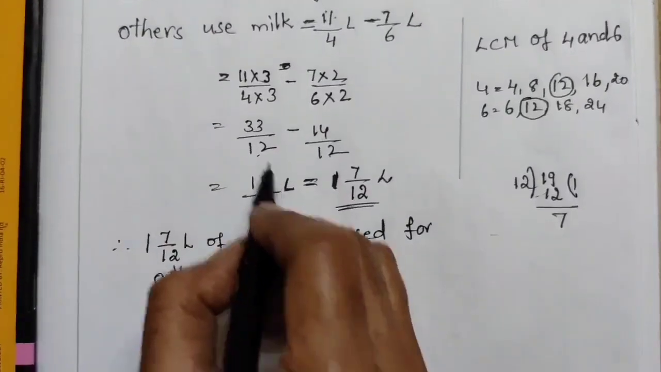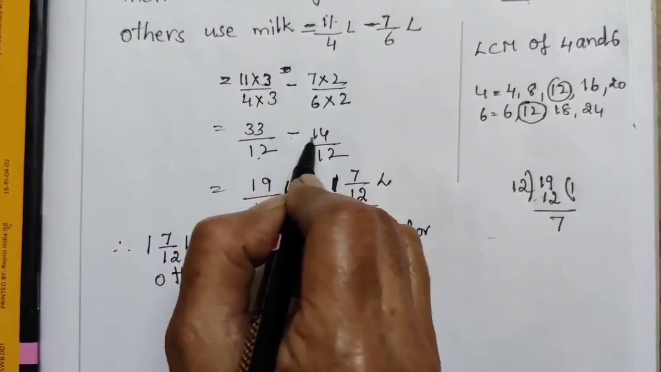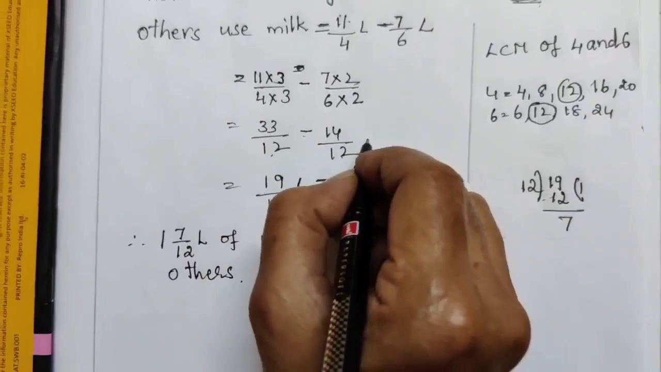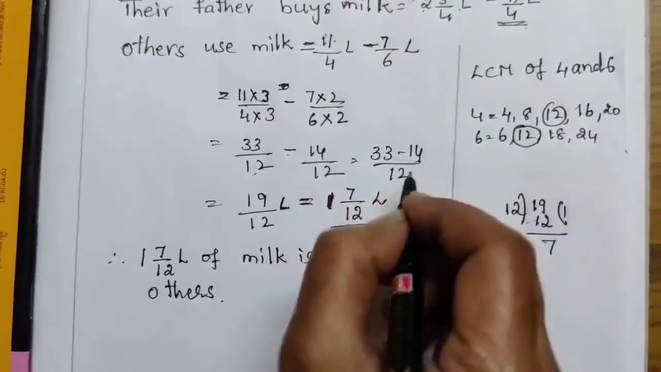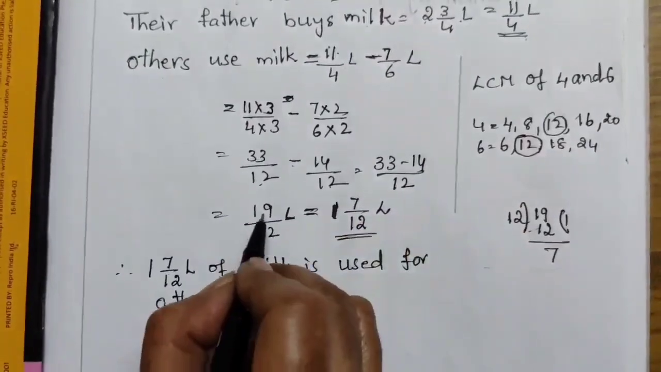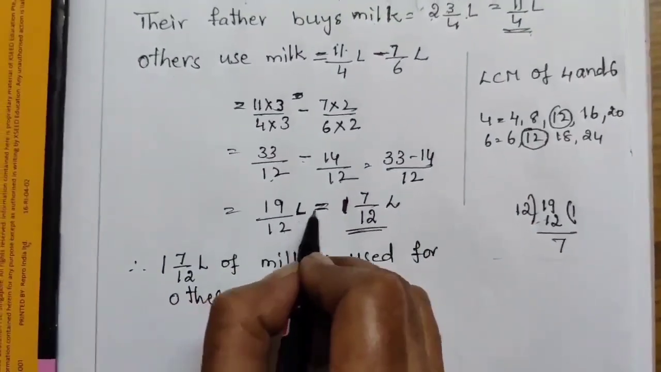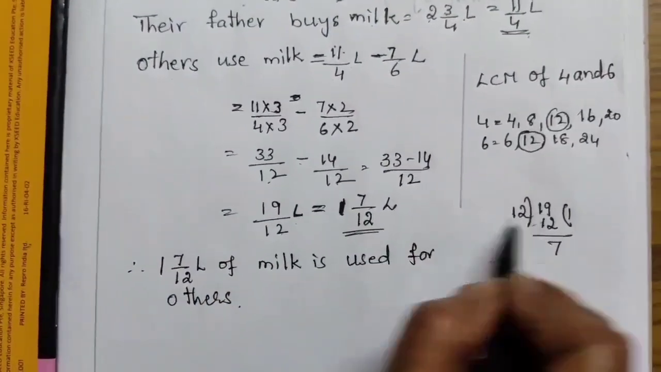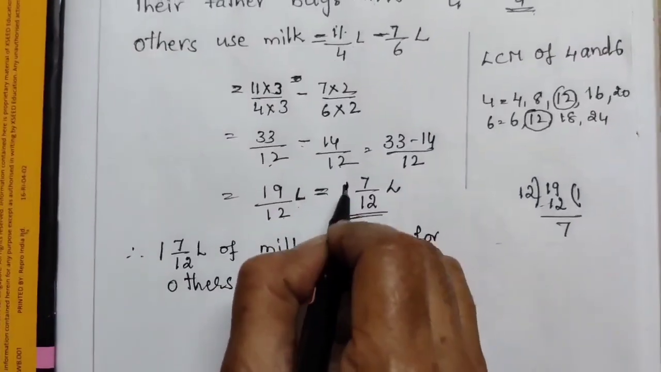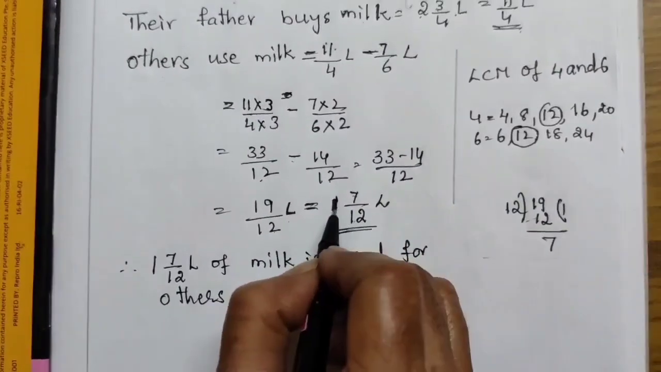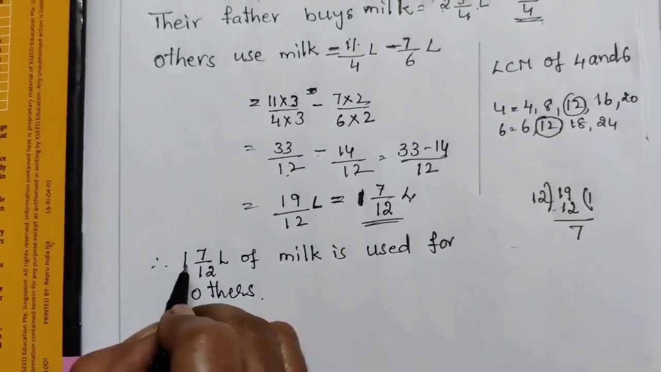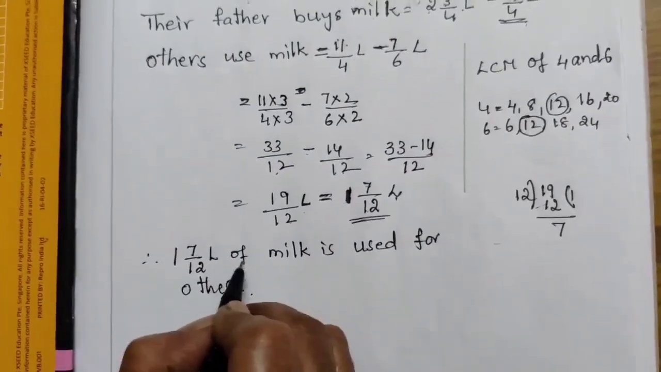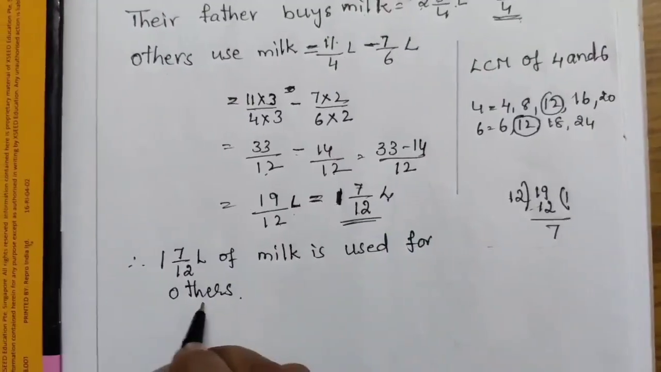So 33 minus 14 divided by 12 is 19/12 liters. That is the answer. Now we have to divide, children. 19/12 gives 1 liter and 7/12. 1 7/12 liters is the answer. Therefore 1 7/12 liters of milk is used for others.